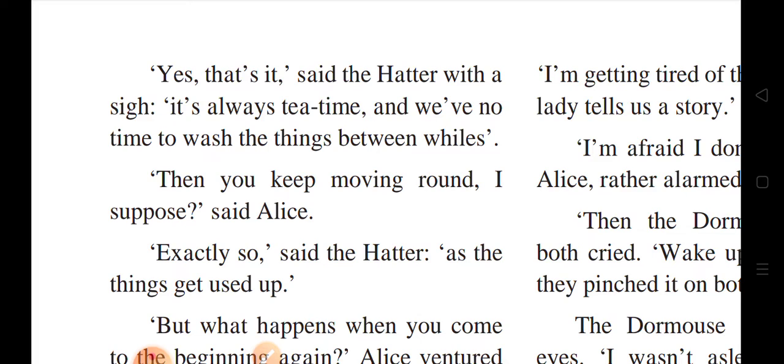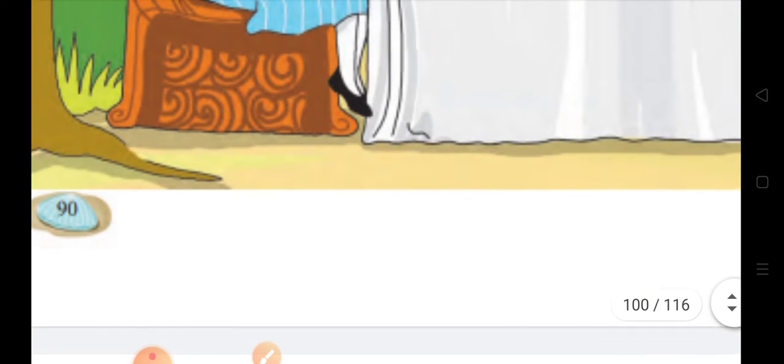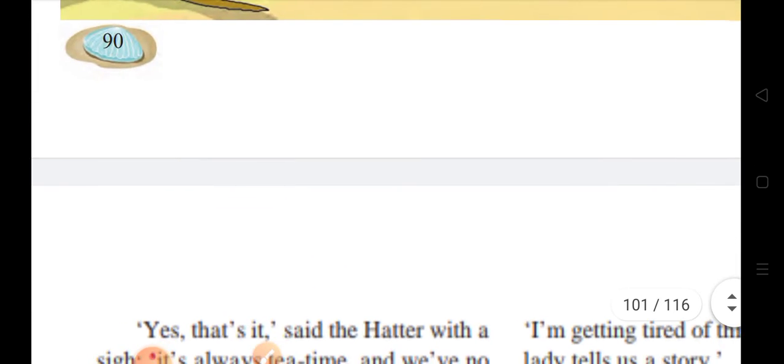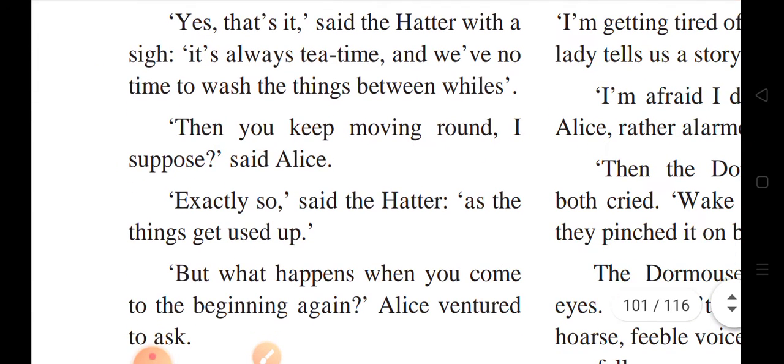So he's saying that yes, it's the same thing you are thinking. That's correct. Okay, and it is always tea time, and we have no time to wash the things between whiles. So he's saying that there's no time for us to wash the things even in between. "While" means in between. Between whiles means it's a phrase for between two occasions or two short periods.